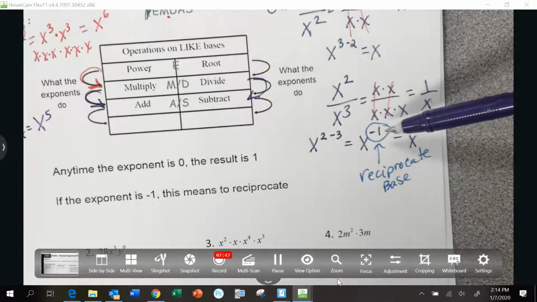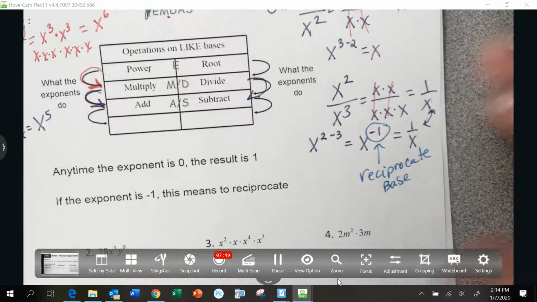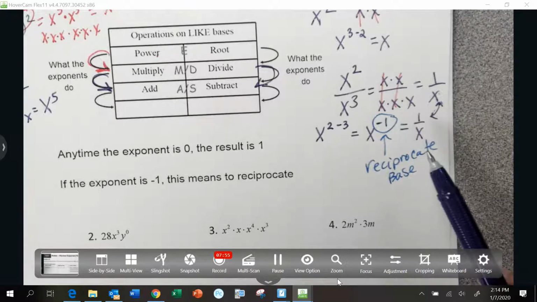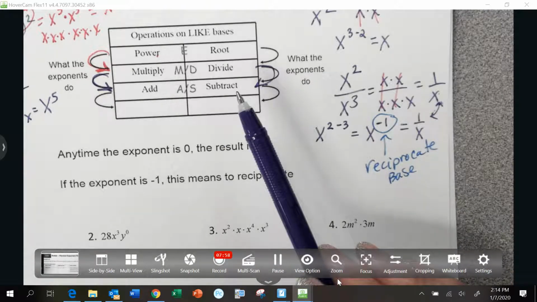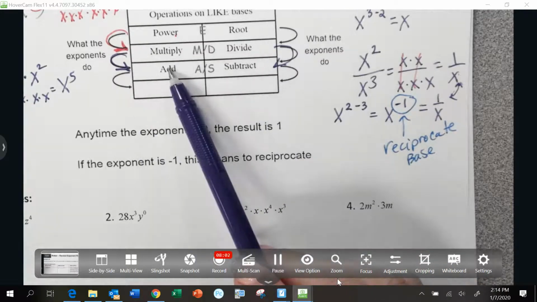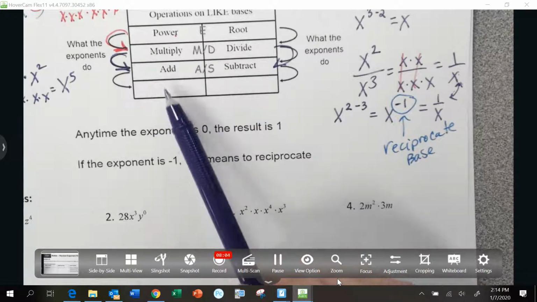We will be reviewing this rule. I'll come back to this negative thing in just a second. I just want to go over why, if I add, there is nothing underneath it.